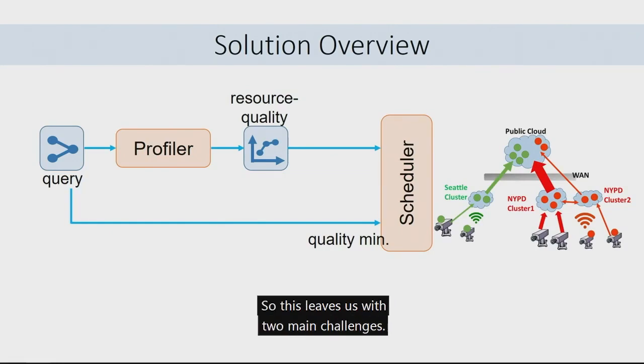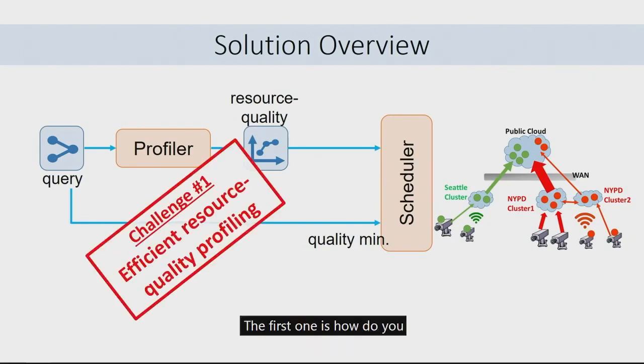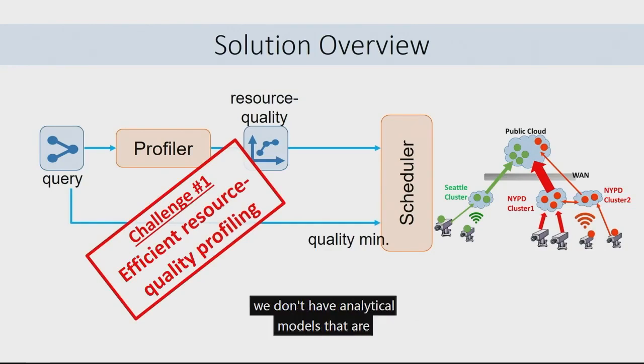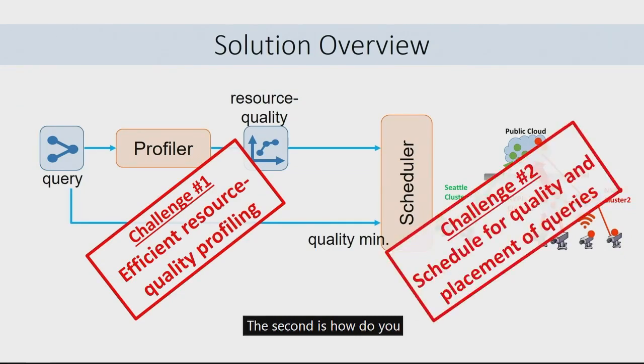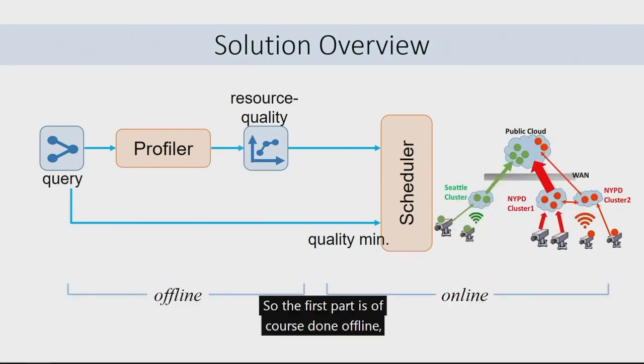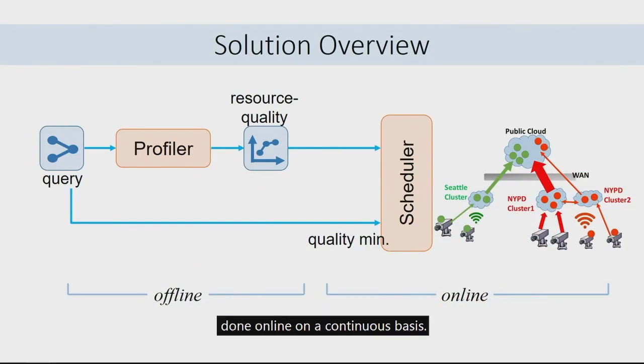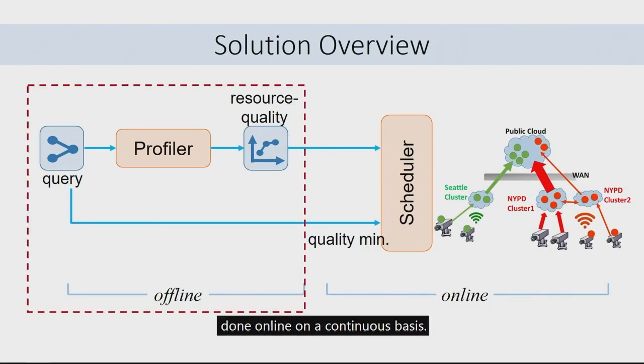So this leaves us with two main challenges. The first one is, how do you efficiently generate this resource quality profiling? Note that I had said, unlike SQL queries, we don't have analytical models that are available for video pipelines. The second is, how do you schedule for aggregate values of quality and still do placement at the same time? So the first part is, of course, done offline. And the second part is the one that is done online on a continuous basis.